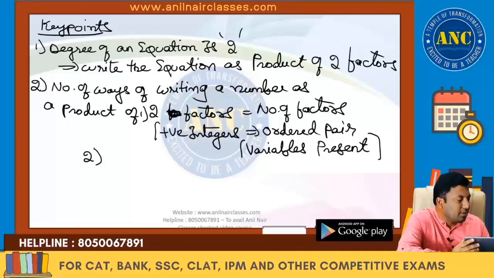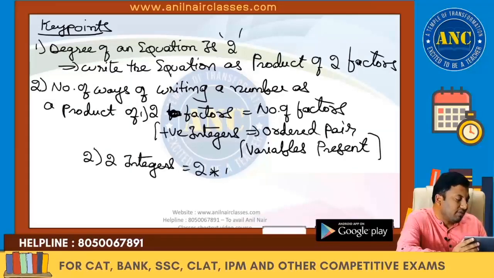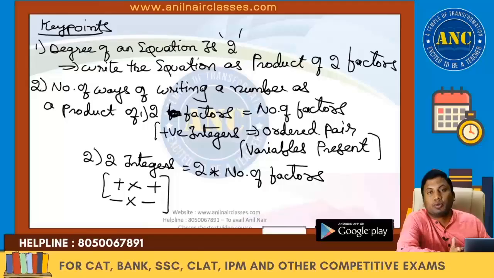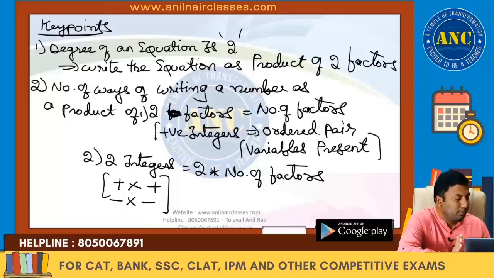Point 2. As a product of two integers. Product of two integers is nothing but 2 into number of factors. Why did 2 into number of factors come? Because plus into plus is plus, minus into minus is plus. So you will get positive into positive, positive, negative into negative is also positive. Extremely important, these two key points. There is another important key point which I will explain once you write down these two important key points.